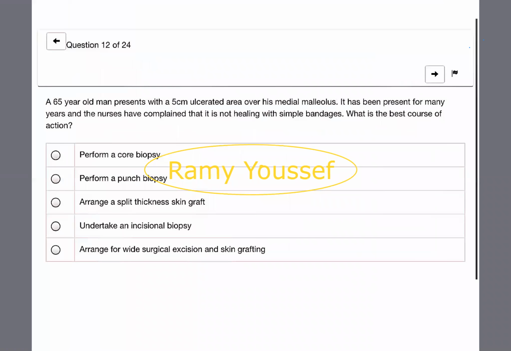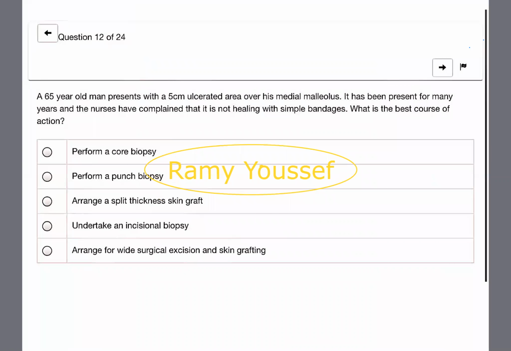Next question. A 65-year-old man presents with a 5-centimeter ulcerated area over his medial malleolus. It has been present for many years, and the nurses have complained that it is not healing with simple bandages. What is the best course of action? A. Perform a core biopsy. B. Perform a punch biopsy. C. Arrange a split thickness skin graft. D. Undertake an incisional biopsy. E. Arrange for wide surgical excision and skin grafting.